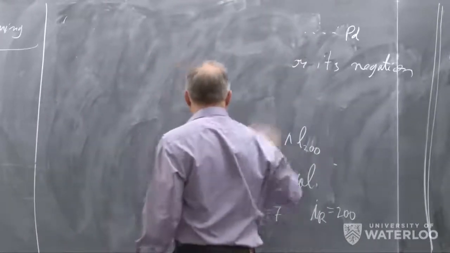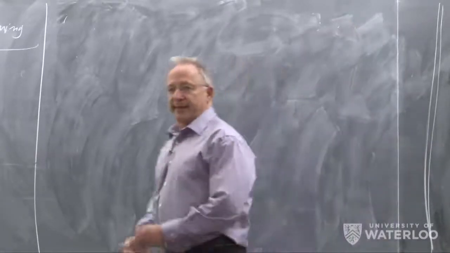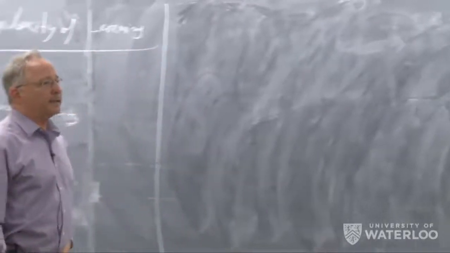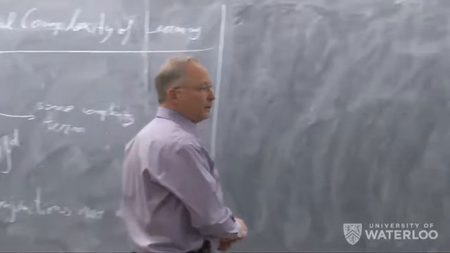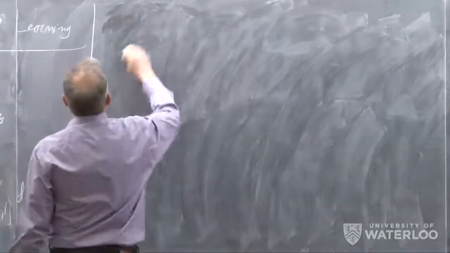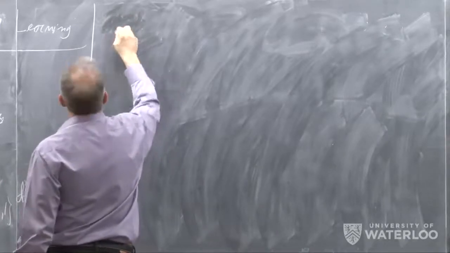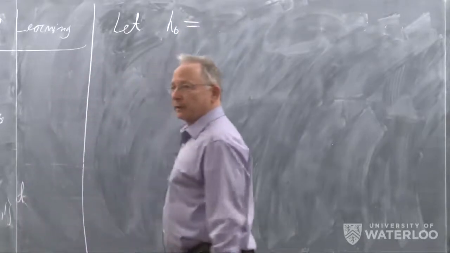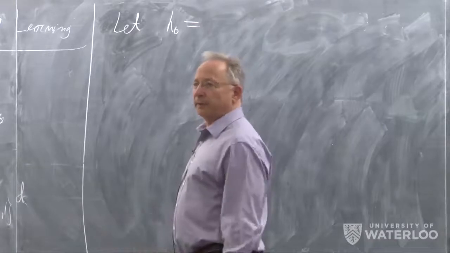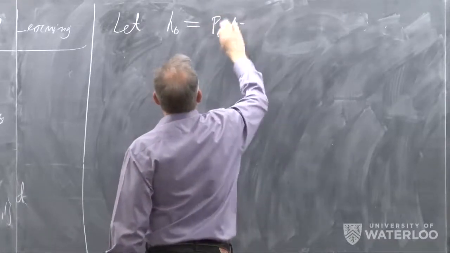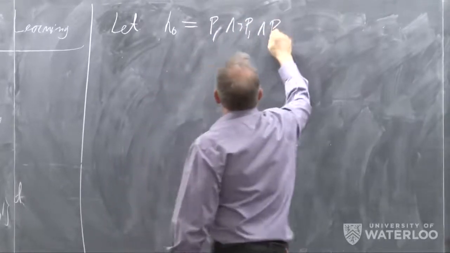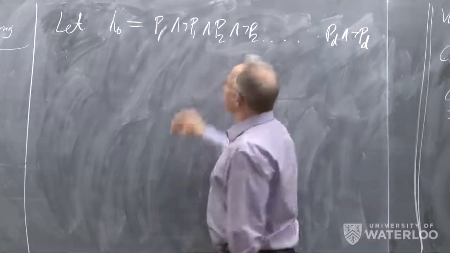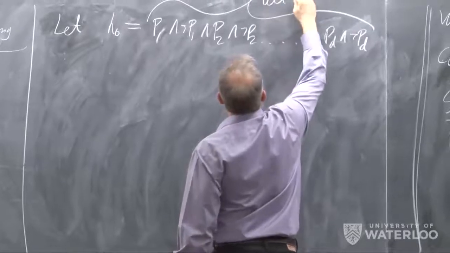So here we have a nice, tricky algorithm that will save me this problem of running over a big number of H's. And the algorithm is like this. The algorithm runs in iterations. We define a sequence, so here is a recursive formula. Let H0 be the full conjunction. So H0 will be the conjunction of all possible literals. So it's going to be P1 and not P1 and P2 and not P2 and ... and PD and not PD. So what I have here is all 2D literals.